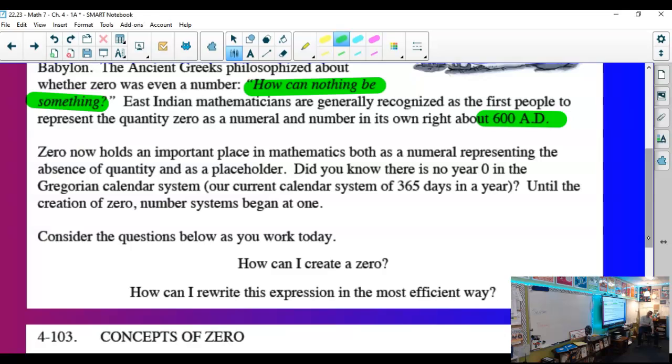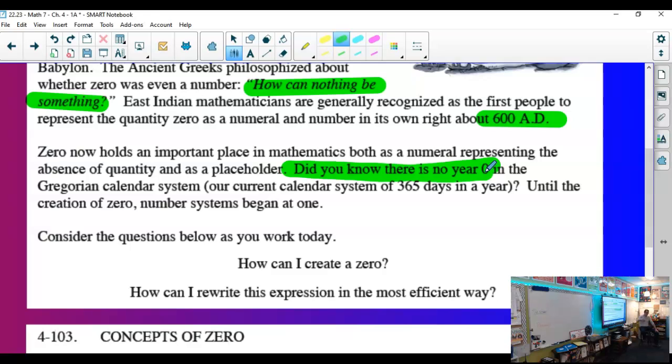Zero now holds an important place in mathematics, both as a numeral representing the absence of quantity and as a placeholder. Did you know there is no year zero in the calendar? I hope you all know this because somebody taught it to you. That's the paragraph. Go ahead, Jana. In the Gregorian calendar, our current calendar, there are 365 days in it. Until the creation of zero, the number systems began. So guys, think about it. When we went from BC to AD, not every culture even understood what zero was. There was no year zero. They went straight from BC to AD.